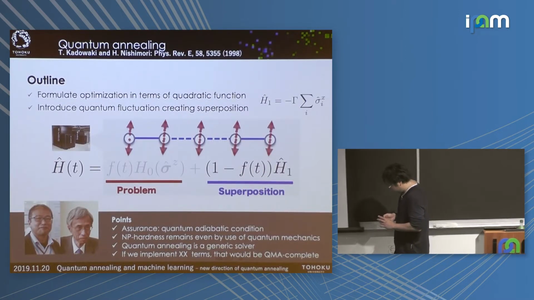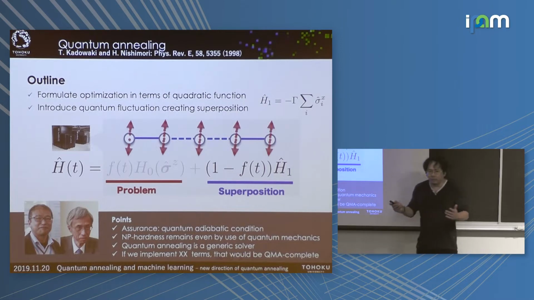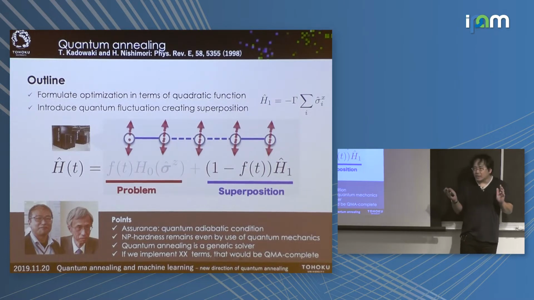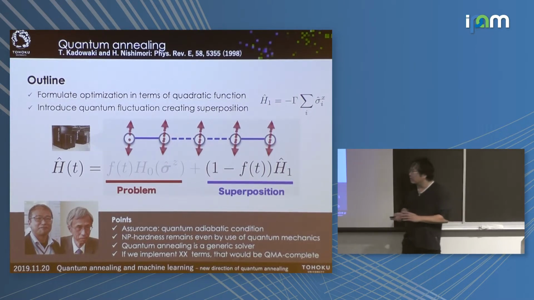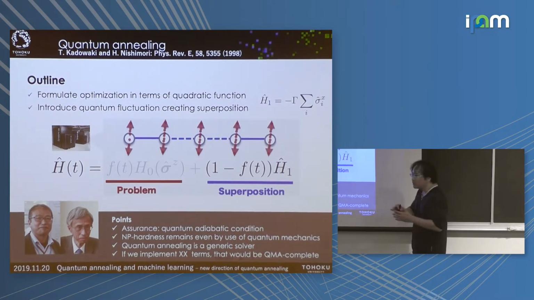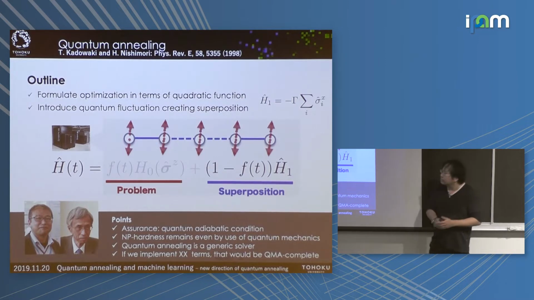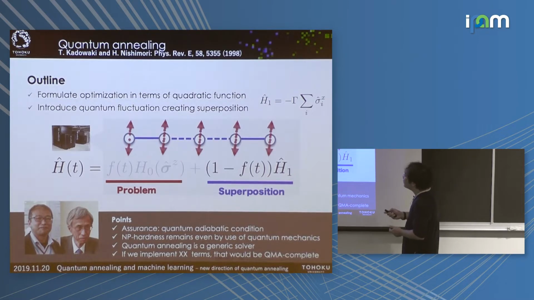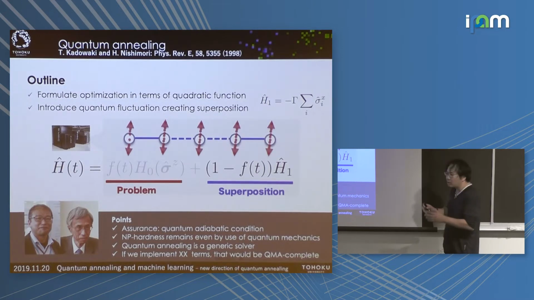Let me review the outline of quantum annealing. First, we formulate the optimization problem in terms of a quadratic function in H0. H0 is an Ising spin-glass Hamiltonian, where sigma denotes the binary spin variables, and the hat denotes the operator in quantum mechanics. Then we introduce a quantum fluctuation, creating a superposition of the spin variables. Typically, we use a transverse field, so you may consider this a transverse field Ising model.